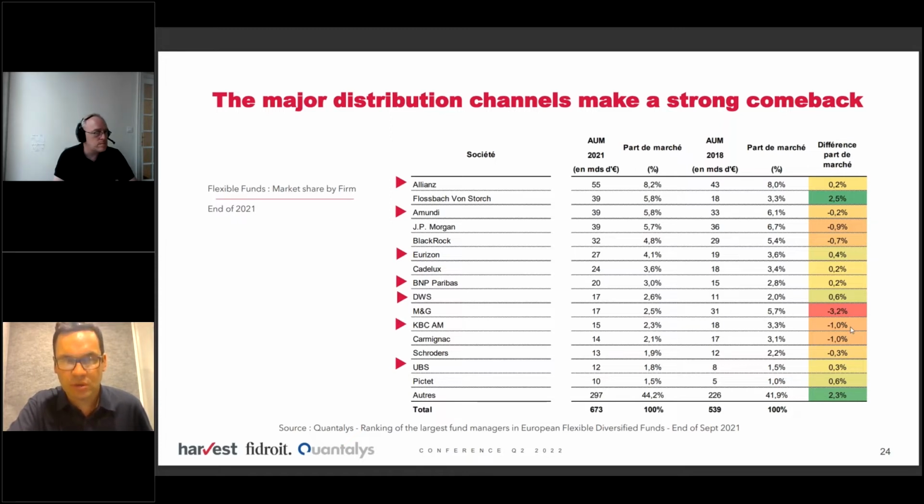And you have also a very important part of the market share managed by the major distribution channels. You will see names like Allianz, Amundi, Crédit Agricole, Horizon in Germany, BNP, KBC in Belgium, UBS in Switzerland. These actors are providing in their channel networks a large number of flexible funds or allocation funds. It's a big part of their business, competing against the specialists, so M&G, Carmignac, Flossbach, and so on.